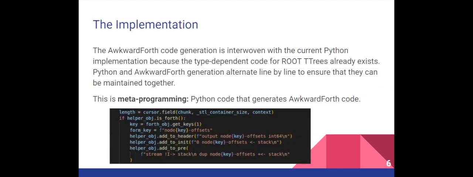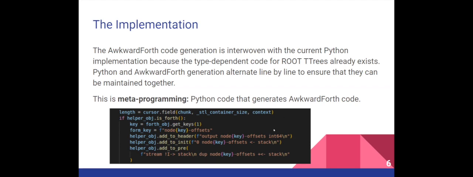Okay, so how do we implement this for ROOT? Well, for reading ROOT files in Uproot, you have to generate AwkwardForth code by appending small bits of strings while walking through the whole file. And this is done by interweaving the AwkwardForth code generation with the Python implementation that already exists. We didn't get rid of the current Python implementation because a lot of the type parsing for ROOT TTrees already exists and we didn't want to reinvent the wheel. So just for the ease of maintenance, we have put Forth generation and Python code alternately, so whenever someone has to modify one, they can see what changes have to be made to the other.